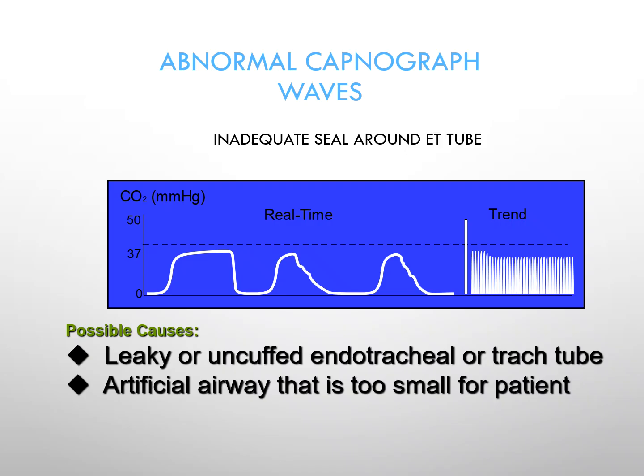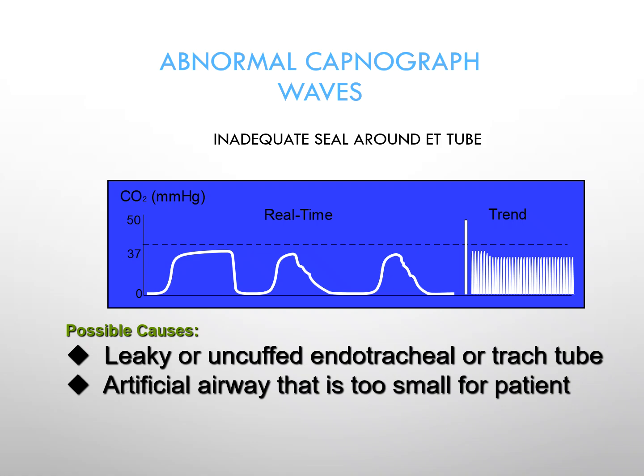And the causes in this case would be a leaky or uncuffed endotracheal tube. It could even be a patient that has a positional tube where normally it's okay, but their neck is in a particular position, or they're developing tracheal malacia over a period of time, and they had a good seal. Now it's positional, or maybe not even holding a steady state, et cetera.